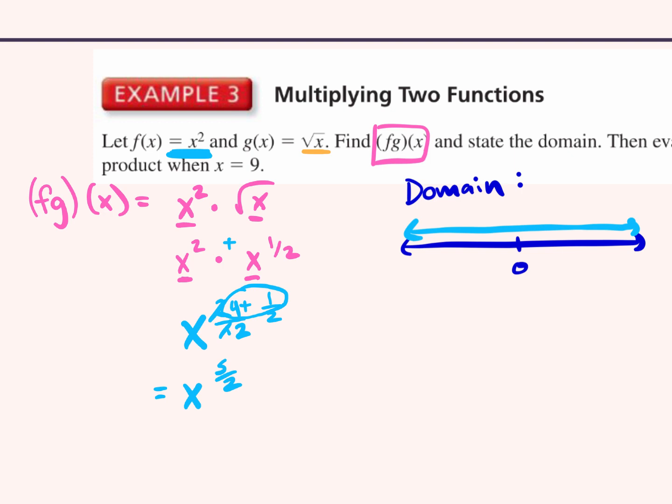Now let's look at the square root of x. What's my domain for the square root of x? Well, what can I not plug into x? Negative numbers. So I would just set whatever's under the square root x greater than or equal to 0. So it's going to include 0 and going to be everything greater than.